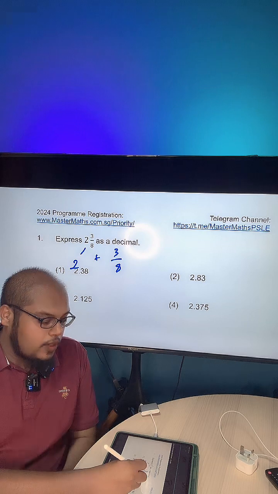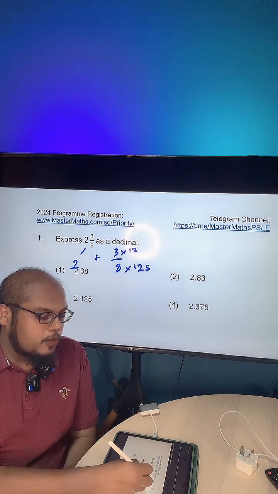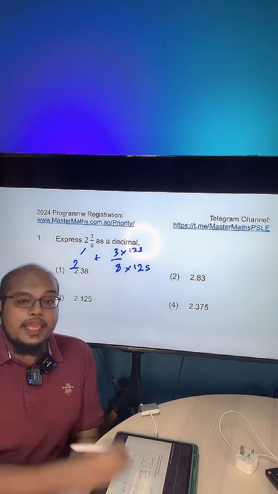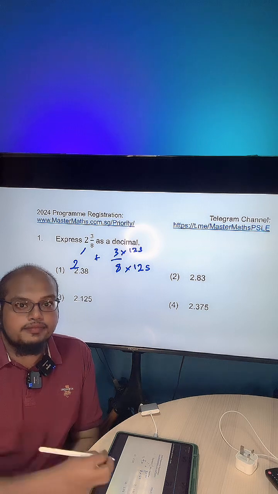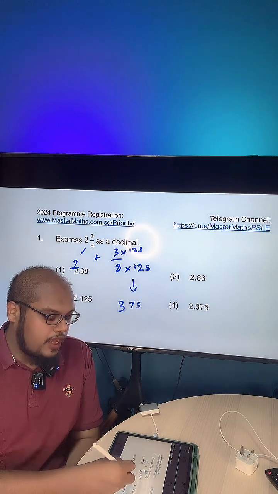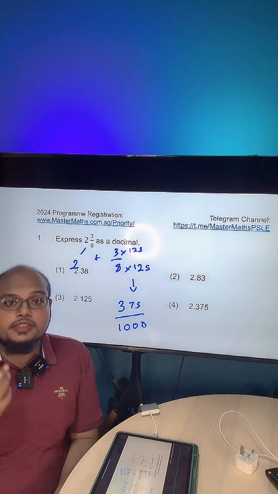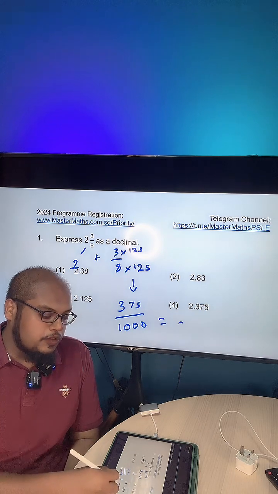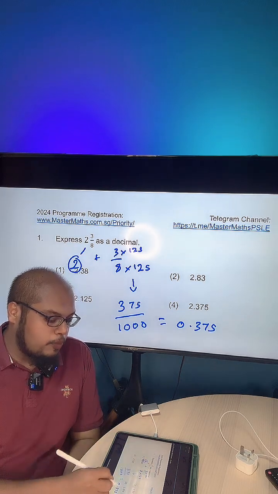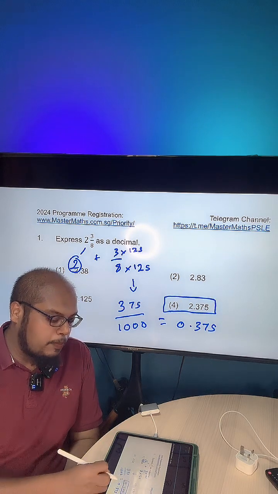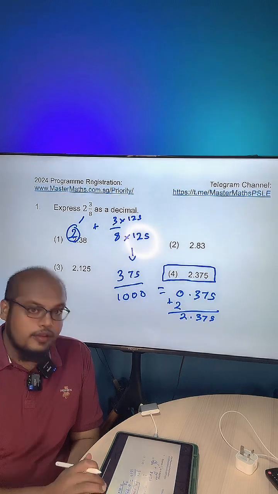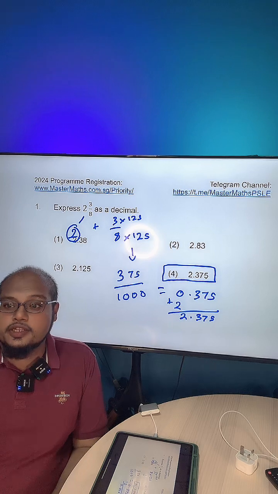What we can do is multiply 8 by 125 and multiply 3 by 125. Remember, the denominator we must make it 10, 100 or 1000. So 8 we can make into 1000 by multiplying by 125. So this will be 375 over 1000, and in decimal that is 0.375. But don't forget the 2 that was in front. If we put it back in, we add the 2 here, and the answer will be 2.375.